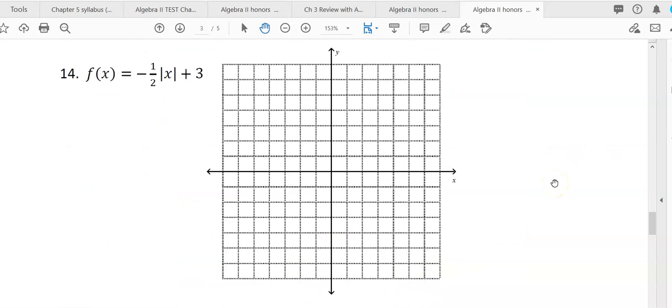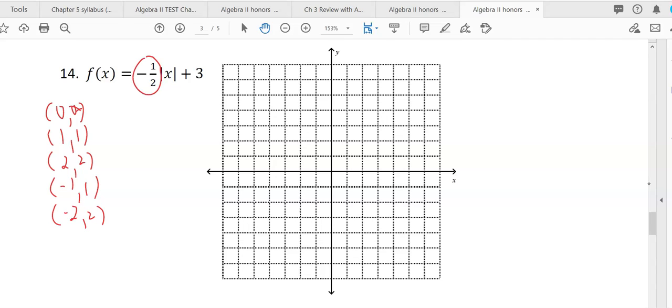And this one's probably the toughest just because it's got a lot going on, especially with the a value. So if you know your parent graph absolute value, if you know those points, (0, 0), (1, 1), (2, 2), (-1, 1), (-2, 2). So all the y values are being multiplied by negative 1/2. So that's still 0. This is now negative 1/2. This is now negative 1, negative 1/2, and negative 1.